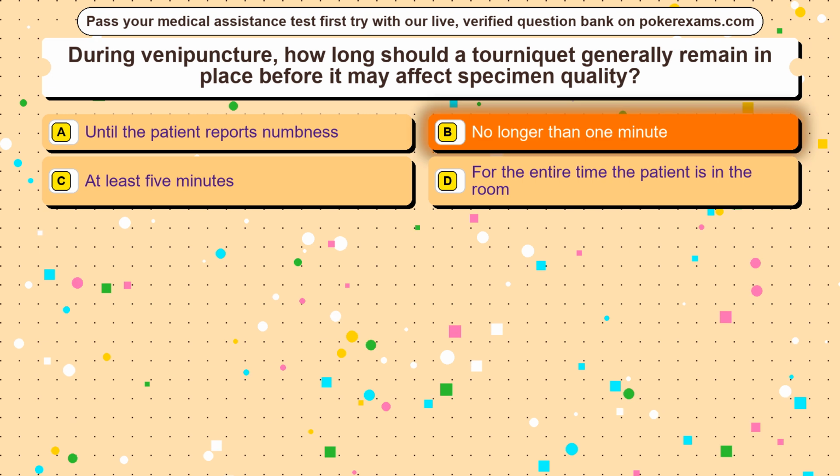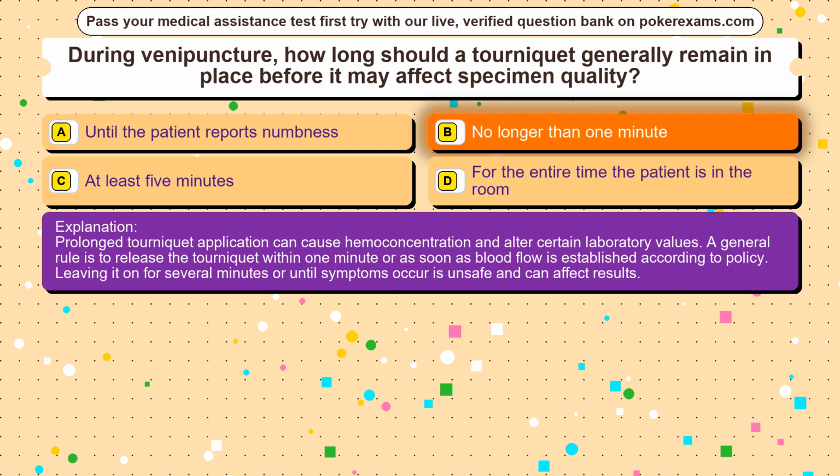The correct answer is option B. No longer than 1 minute. Prolonged tourniquet application can cause hemoconcentration and alter certain laboratory values. A general rule is to release the tourniquet within 1 minute or as soon as blood flow is established according to policy. Leaving it on for several minutes or until symptoms occur is unsafe and can affect results.